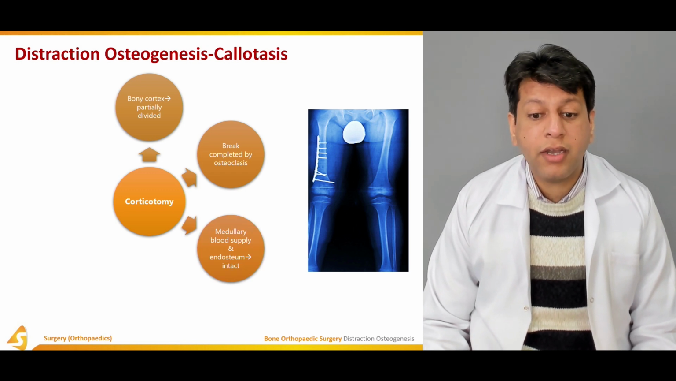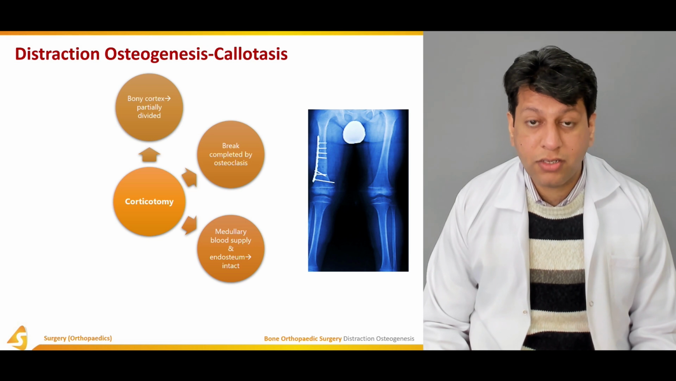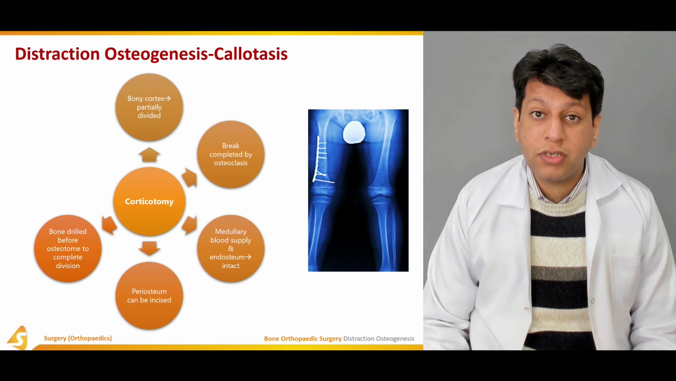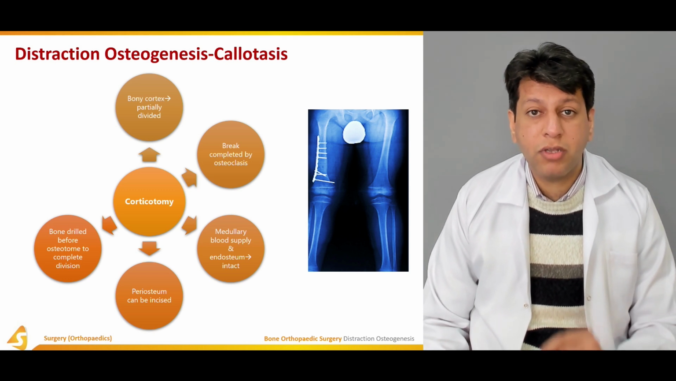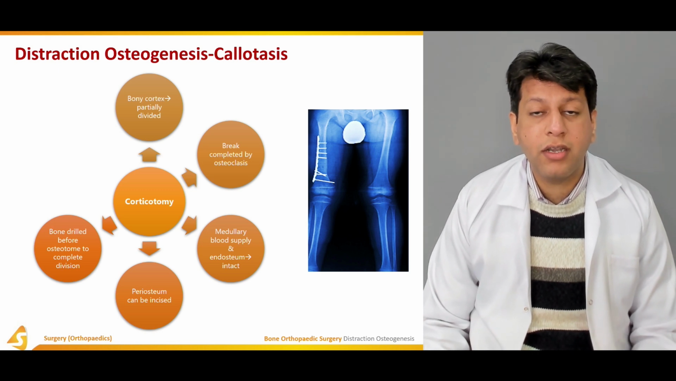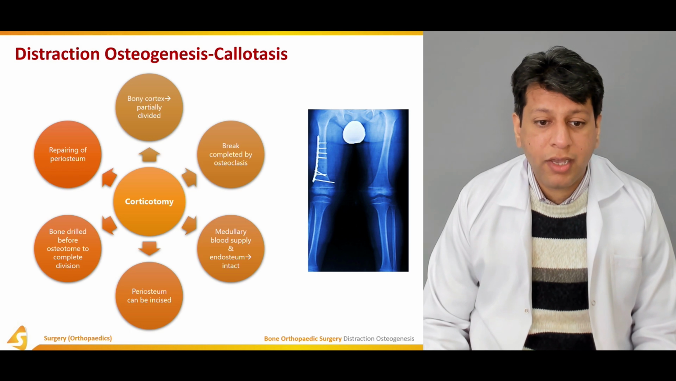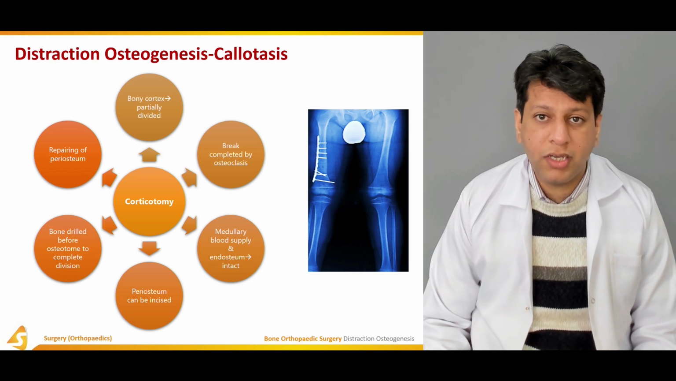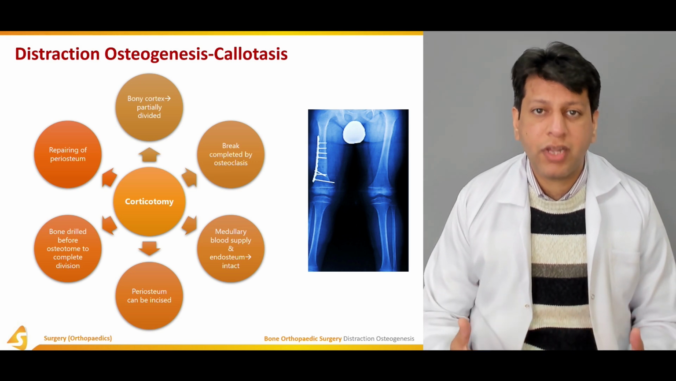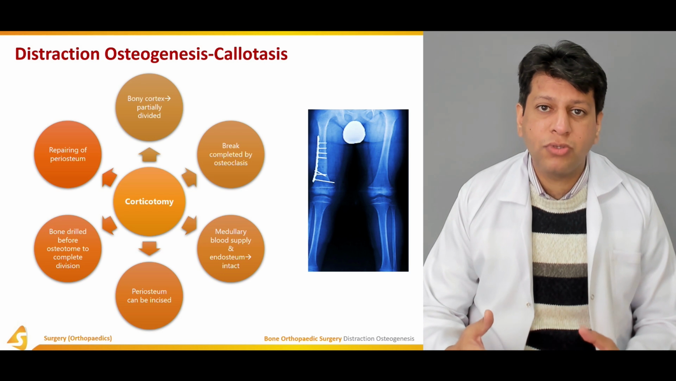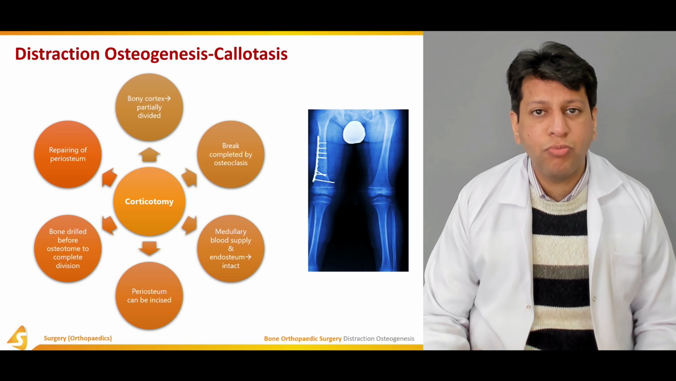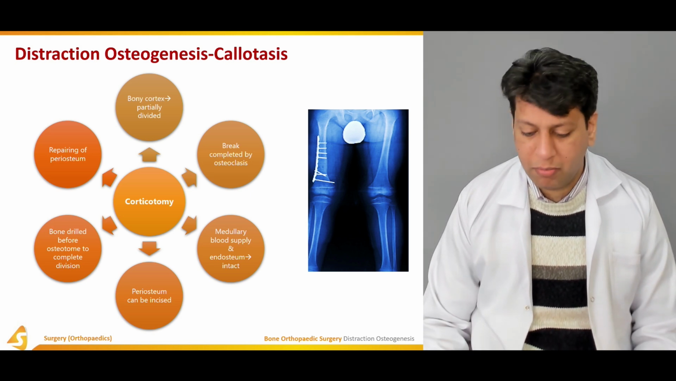The medullary blood supply and endosteal blood supply are intact in this corticotomy, and the periosteum can be incised. The bone is first drilled, that is weakened by drilling multiple holes, and then we can use an osteotome to completely divide the cortex of the bone. Then repair of the periosteum is done so that the blood supply is restored. Therefore, once we have created a fracture in the bone, we can use this segment to be transported towards the lower level, and the new bone can grow over the proximal end of this segment.